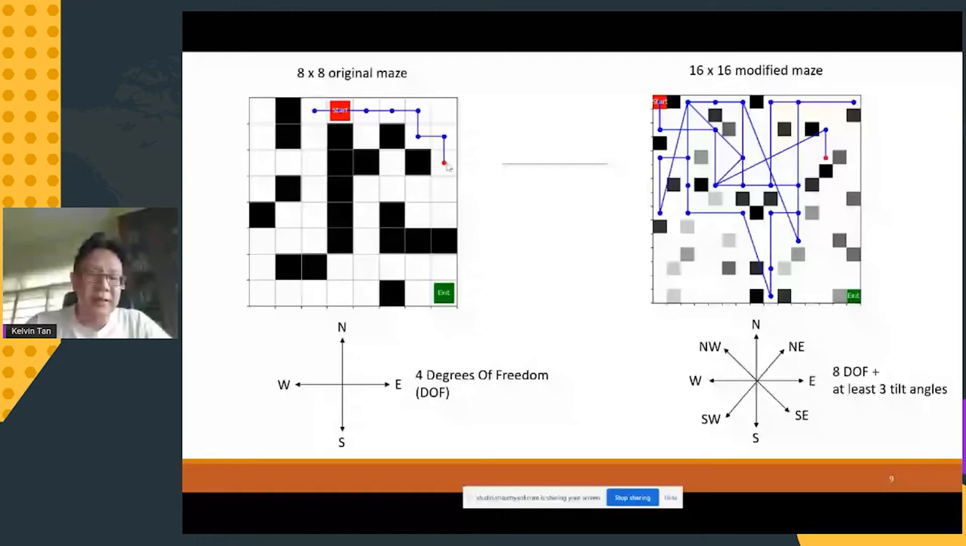The program makes it into 16 by 16 because we need to account for the obstacles or the walls. In this case, the walls are not pre-programmed into it. It depends on the physical maze itself, so the agent has to discover the barriers or the walls by itself during movement. I also allow the agent to move in a diagonal position as well, so now it has 8 degrees of freedom.